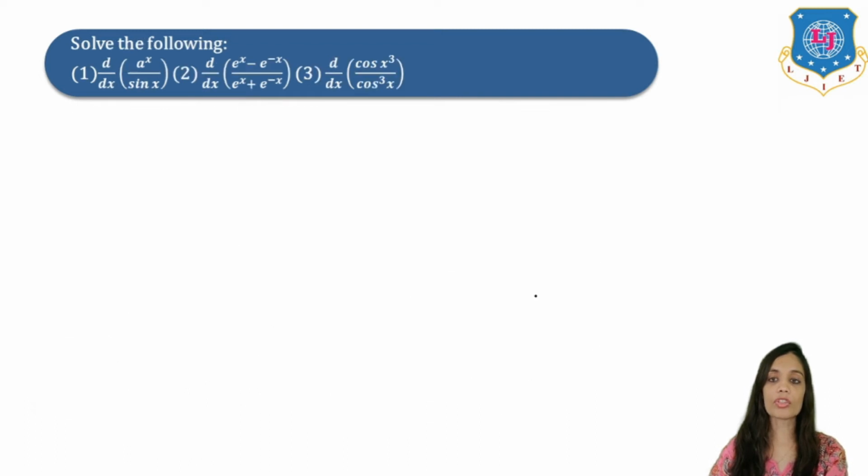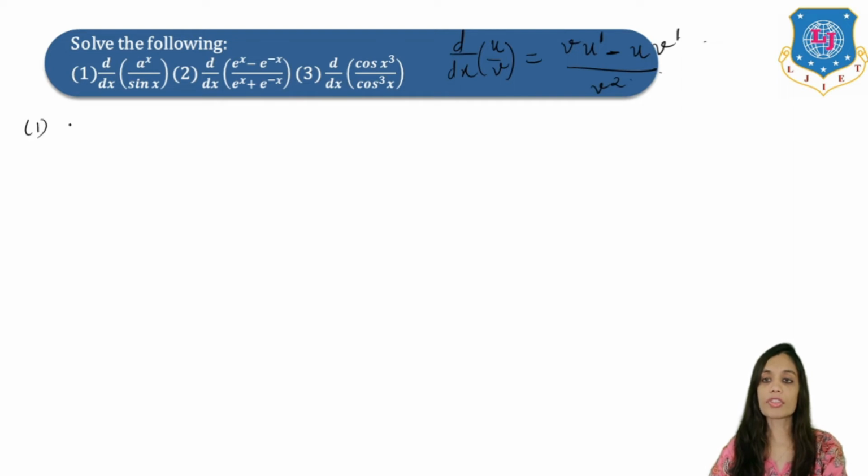Now let us move on to the next examples. So we have to solve the following. Now you can see all the examples are in division, right, or in quotient form. So we have to apply the formula of d by dx of u by v. Fine. So v square, you have to keep v as it is. Derivative of u minus, you have to keep u as it is. Derivative of v. So we shall apply this formula in all these three examples. So let us start with the first one.